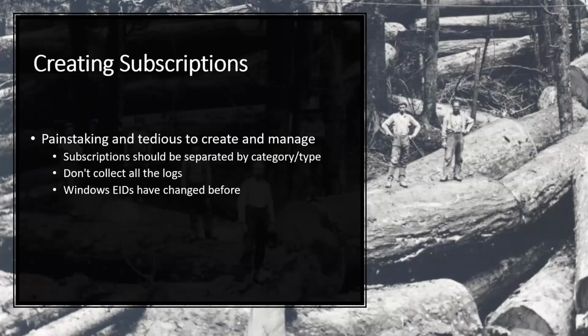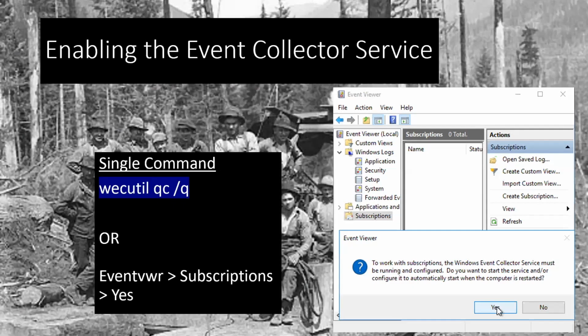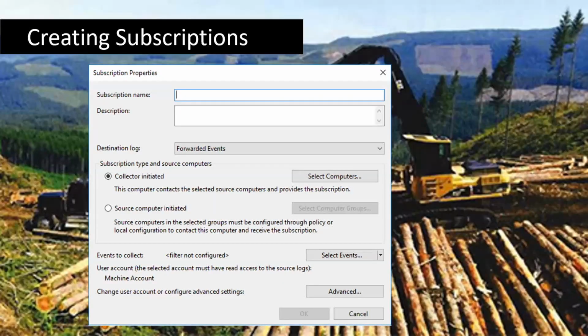So I'm going to show you what some of this looks like. Actually, going back for a second, if you look at the Event Viewer screenshot here in the right pane under actions, there is a create subscription button. That is how you get to this wizard right here. It's pretty self-explanatory. Subscription name, you can choose the destination folder. We prefer to use forwarded events just because of the way we utilize Winlogbeat. But we can also see that there's an option for collector initiated or source computer initiated.